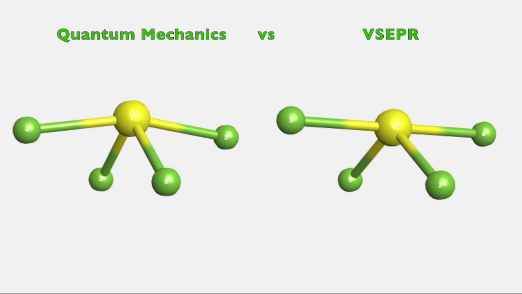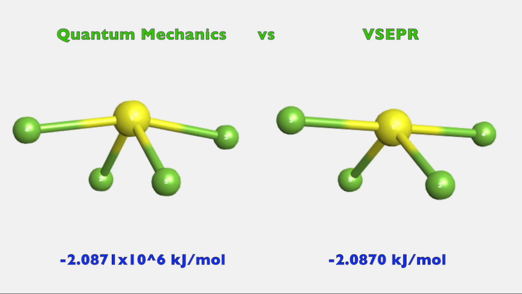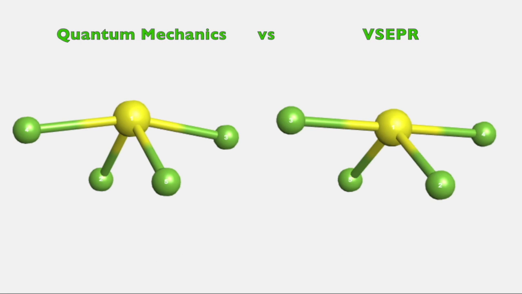Finally, we will discuss the energies of each structure. The VSEPR model has an SCF energy of negative 2.0870 times 10 to the 6 kilojoules per mole, while the quantum mechanical model has an SCF energy of negative 2.0871 times 10 to the 6 kilojoules per mole. While these values may seem relatively similar, it actually results in a difference of 74.72 kilojoules per mole.